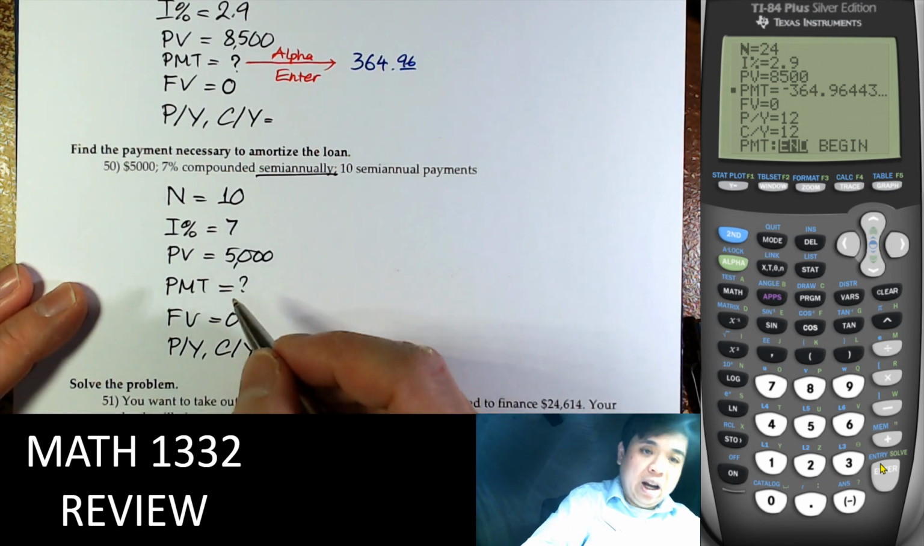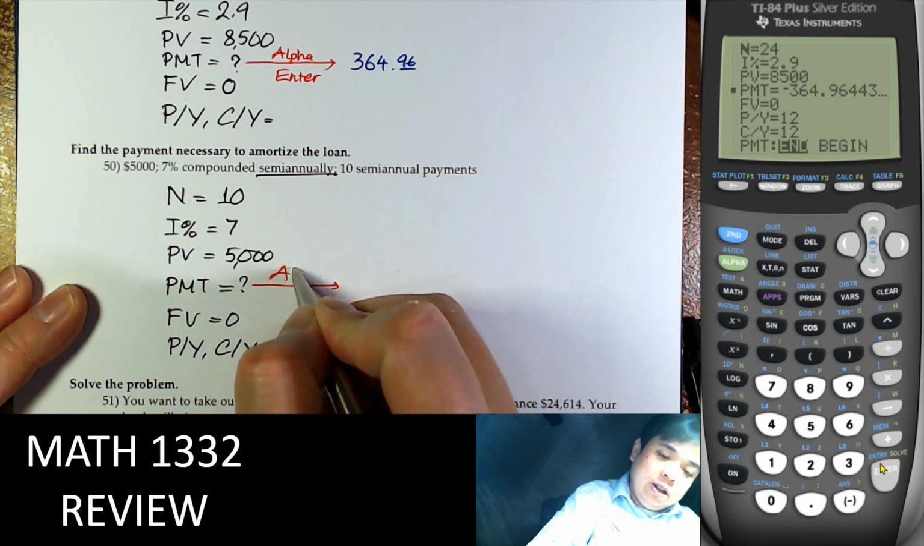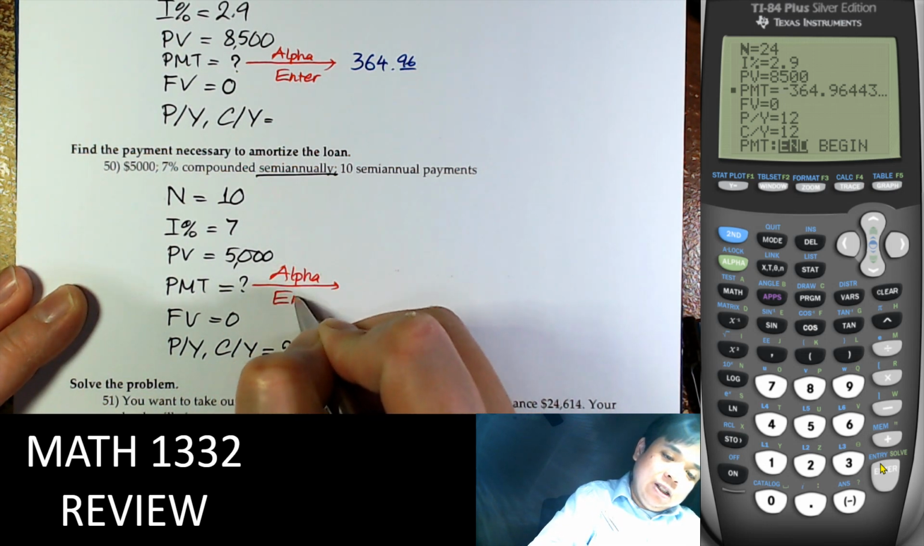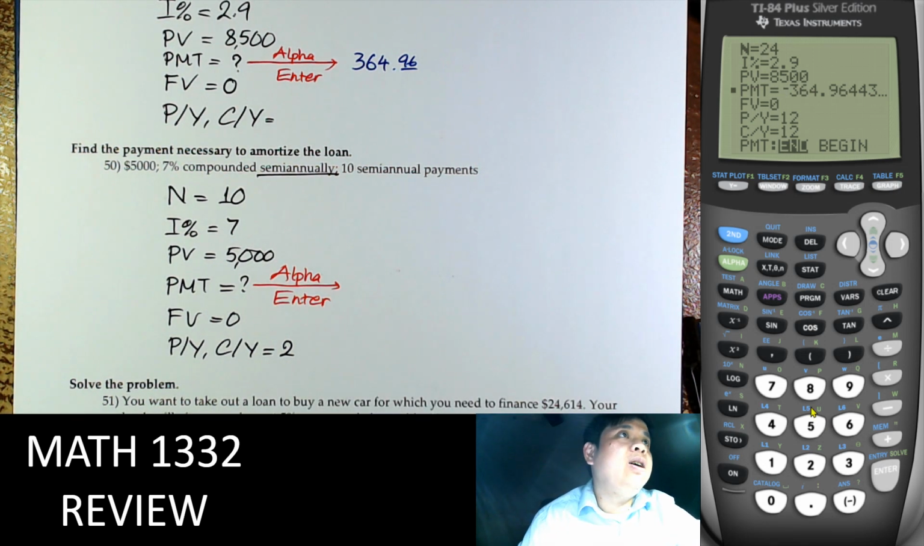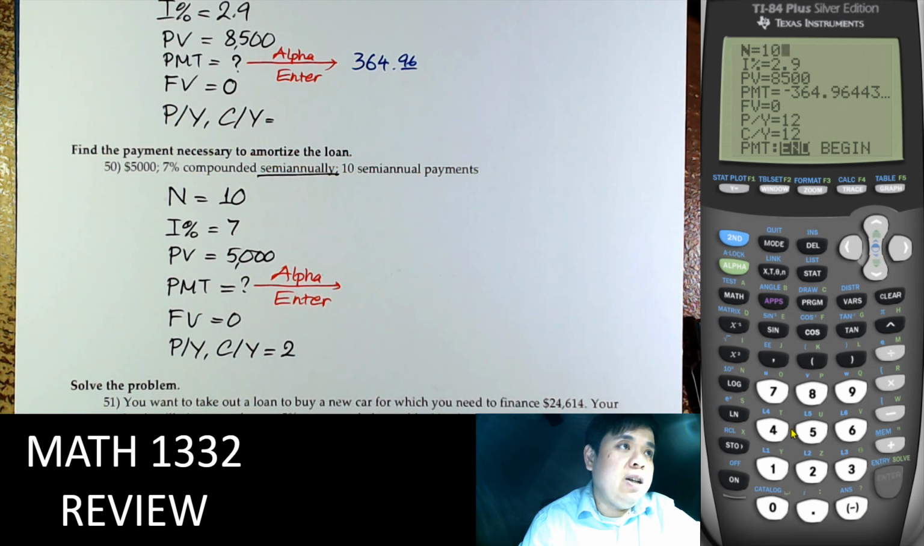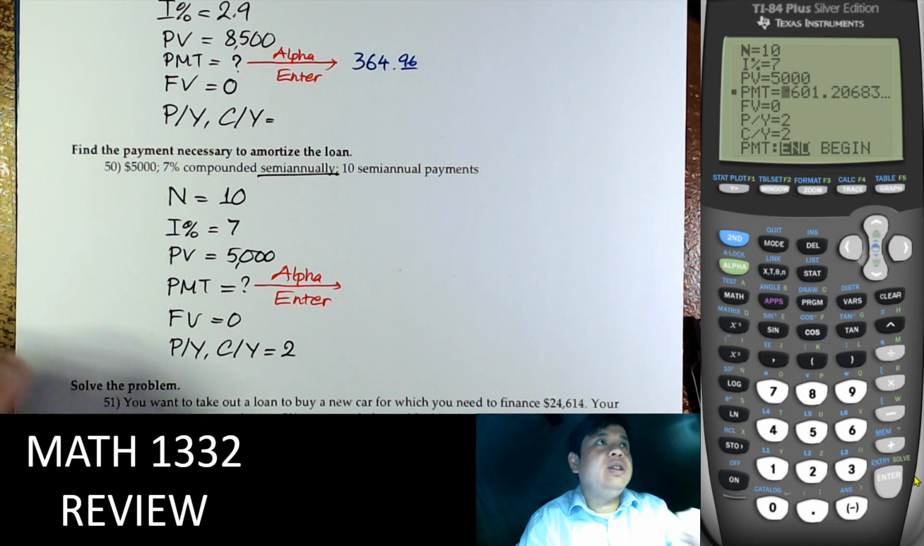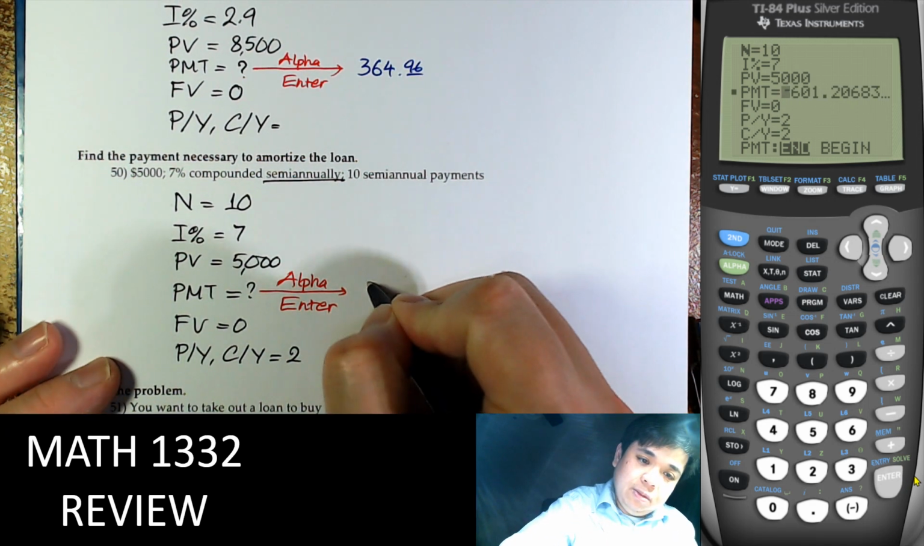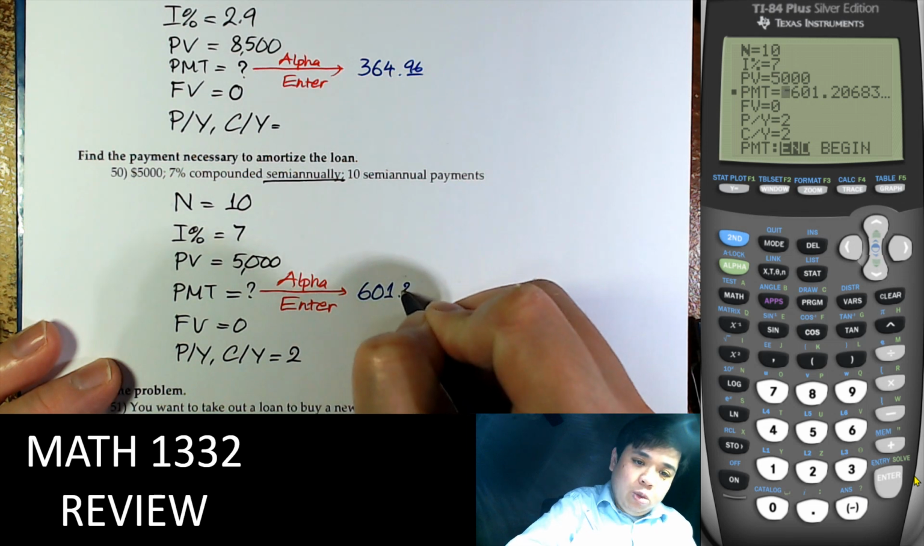So back and highlight the payment, hit alpha, enter. 10, 7, 5,000. Just leave 0 for now. 0 there. And 2 times a year. You see the bottom two are always the same. Right, payment highlighted, alpha, enter. 601.21.